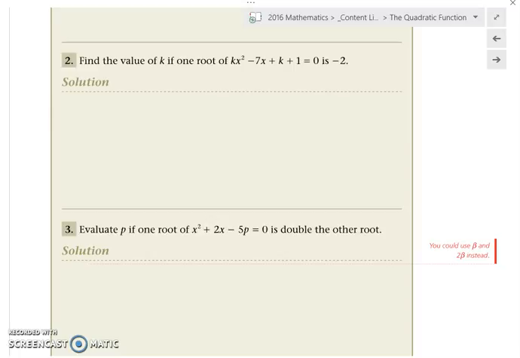What do you reckon you're going to do? Actually, this is simpler than that. We don't need to use the alpha plus beta. We don't need to use alpha beta. Remember what the roots are.